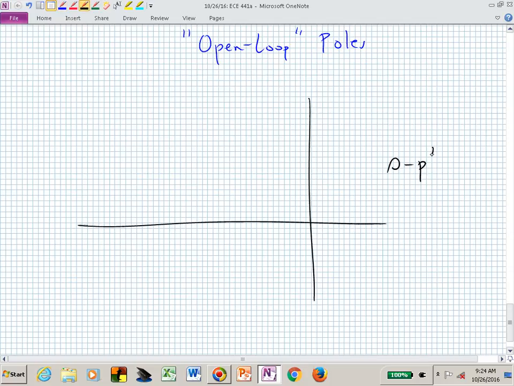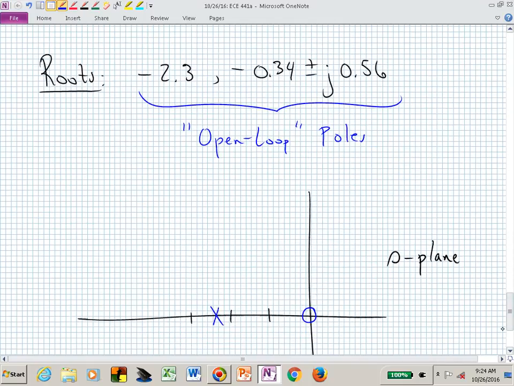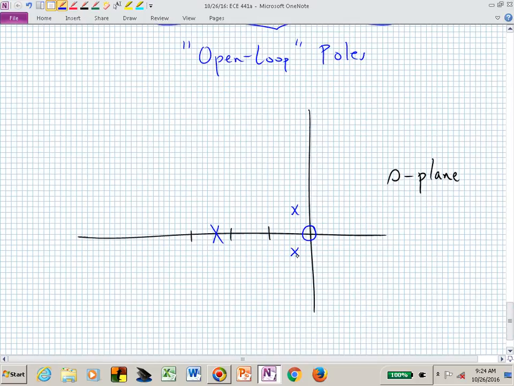in an s-plane. We had a 0 at the origin. We had a pole at minus 2.3, and we had another set of poles at minus 0.34 plus and minus j 0.56. So let me say those are right about there. And those are supposed to be mirror images across the real axis. Those are complex conjugate roots.